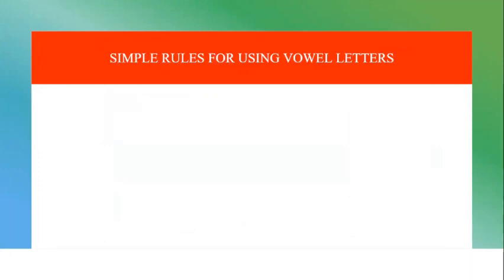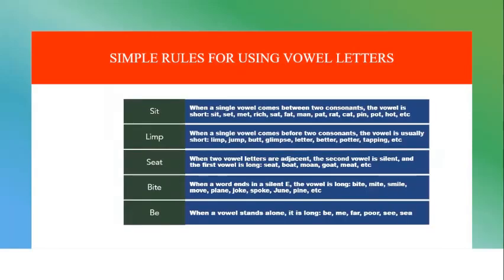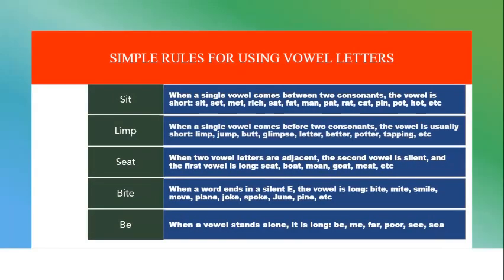Let's look at some simple rules for using vowel letters. Let's look at the first one, which is that when a single vowel comes between two consonants, the vowel is short. All right. And then an example is sits. You see, sits, sets, met, reach, sat, fat, man, pat, rat, cat, pin, pot, hot, etc.